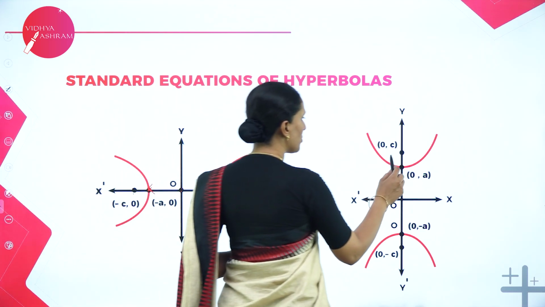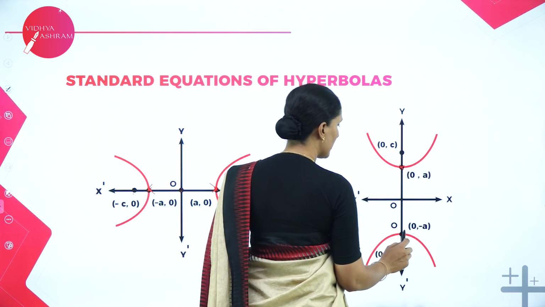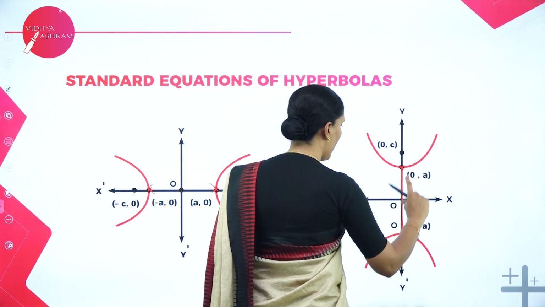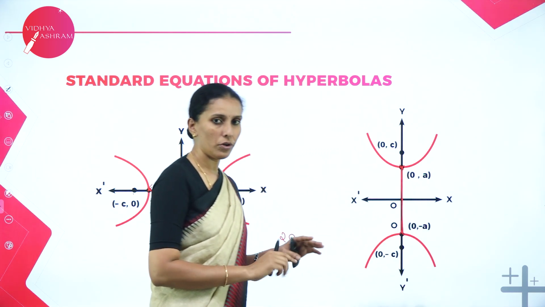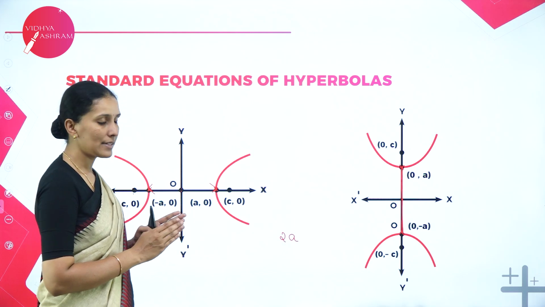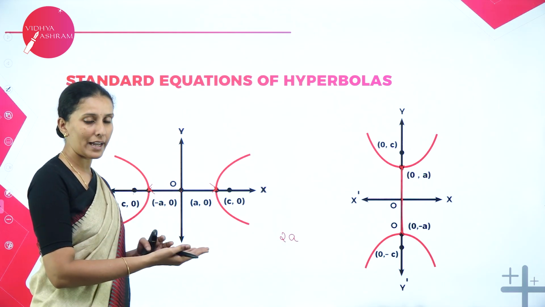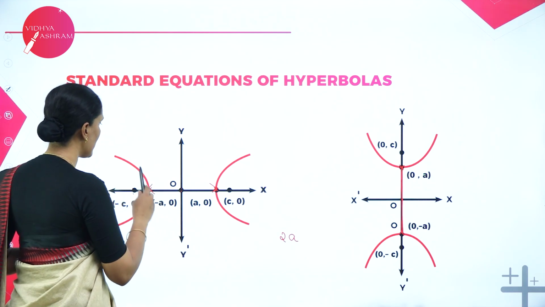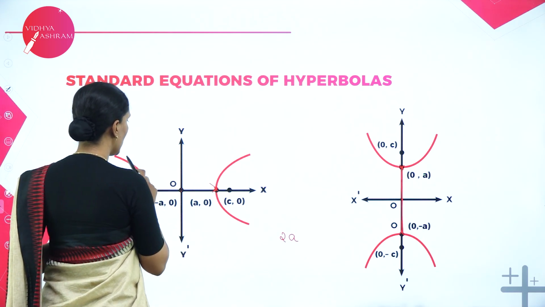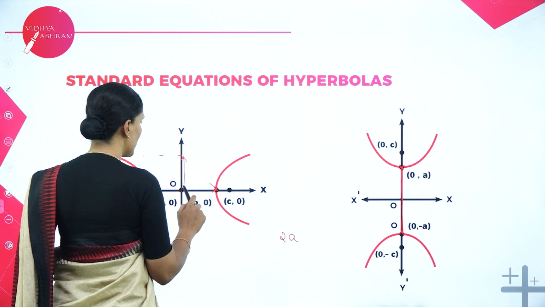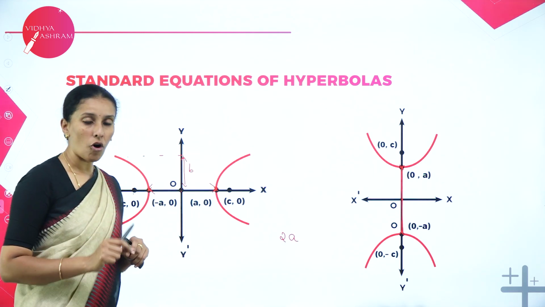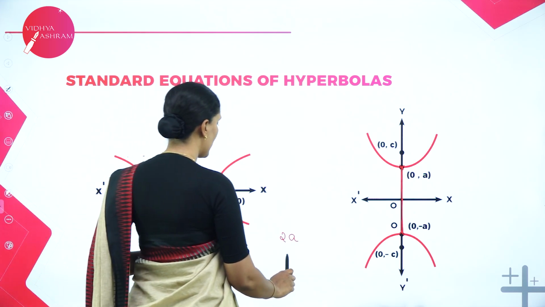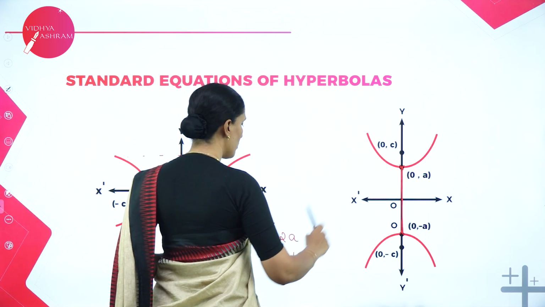Next, here also you can see the transverse axis, but it is along the y-axis. Therefore the distance will be a plus a, which is 2a here also. The length of the transverse axis will be 2a whether it lies on the y-axis or x-axis. The other distance may be considered as b, and the length of the conjugate axis will be represented as 2b. Same here also.